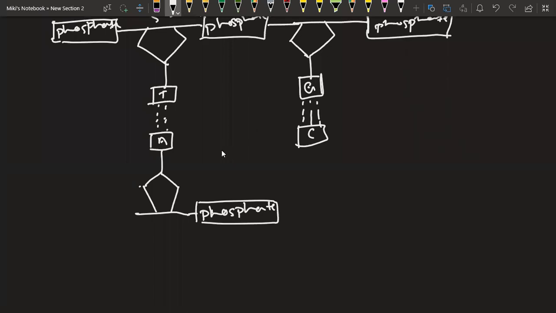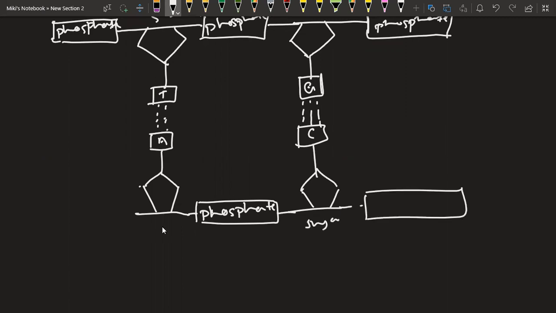So, as I was mentioning, this is another strand. In a similar structure, we have this, then we have this, then we have the sugar over here. We have phosphates, this is sugar, this is again sugar. We have phosphate here.